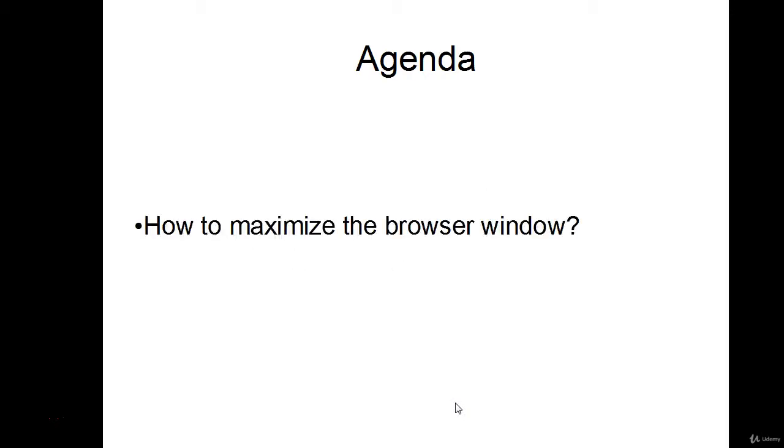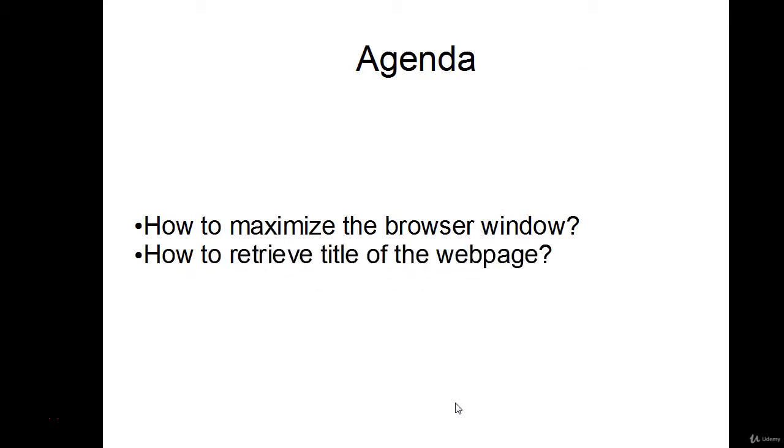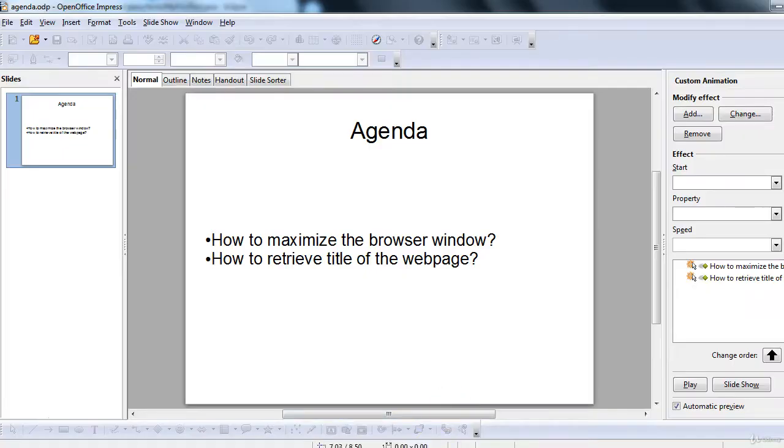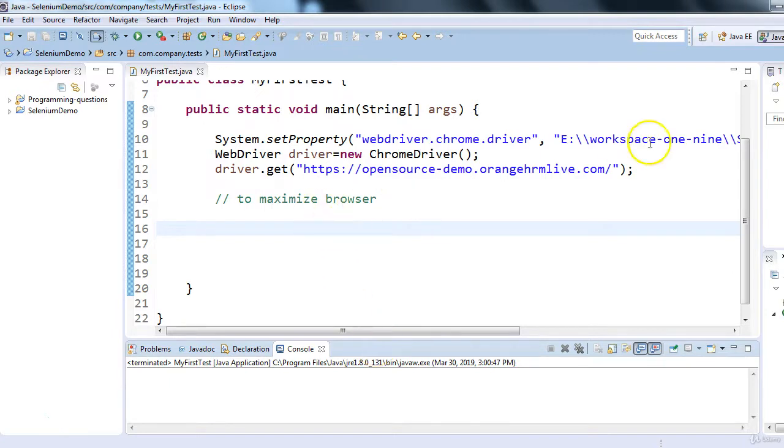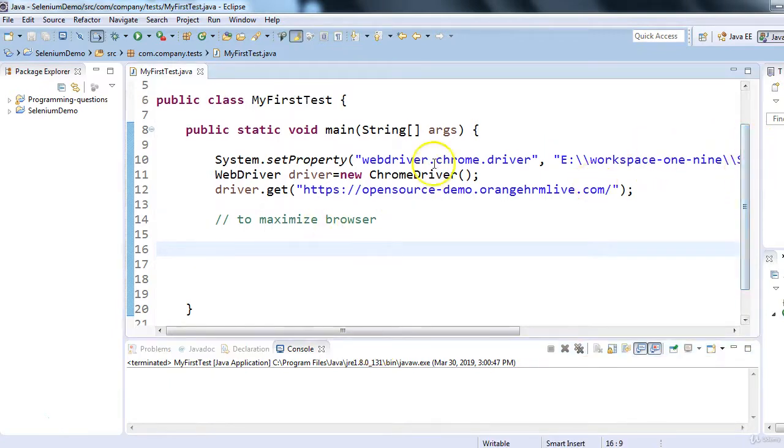Hey, hi everyone. In this session, we will see how to maximize the browser window, and we will also discuss how to retrieve the title of the web page using Selenium. So let's get started. I have Eclipse IDE, and in this Eclipse IDE I have created one class, public class MyFirstTest. Inside this class I have a main method, and I have already written some code which will initialize the Chrome driver, and it will launch the application Orange HRM Lite.